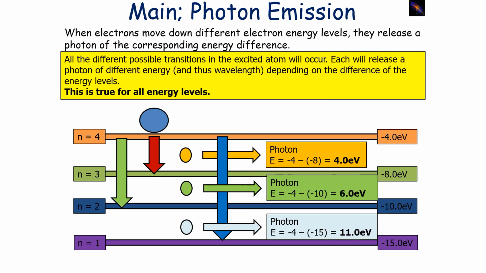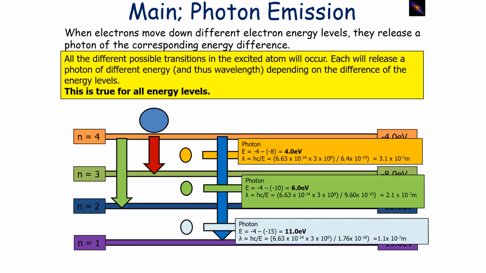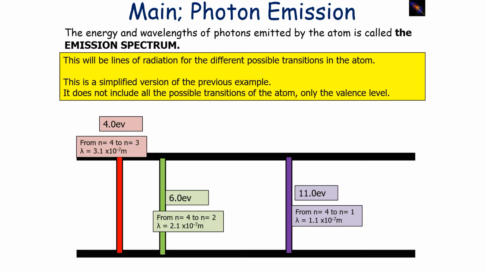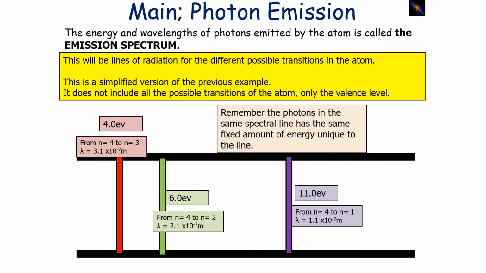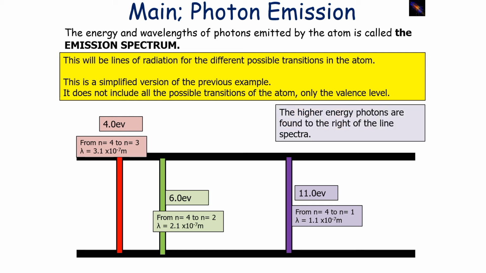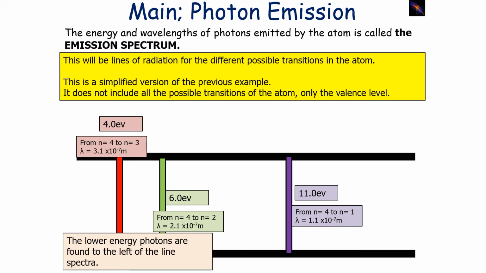So you can do this for every single transition in an atom. So you can find them from 4 to 3, 4 to 2, 4 to 1, and so on, and work out the wavelength of each one, and then link this into the emission line spectra, because you have your lines of your spectra which are equivalent to those transitions. So the photons in the same spectral line have the same fixed amount of energy unique to that line. The higher energy photons are found to the right side of the spectra, and the low energy photons are found to the left of the line spectra.